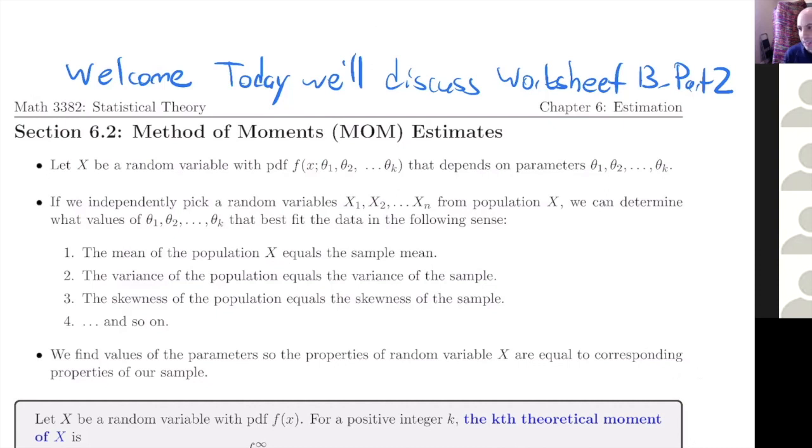So the plan today is to talk about the rest of chapter 6. So 6.1 was talking about the maximum likelihood estimate. 6.2 talks about another method of estimation called the method of moments. And then we can talk about some characteristics of estimators in general if we have some time at the end, like what makes an estimator good versus a bad estimator.